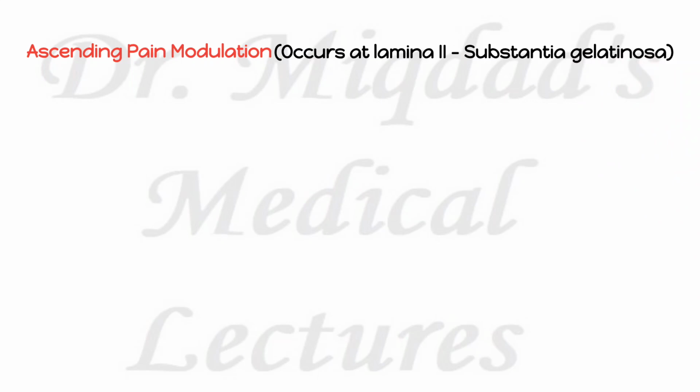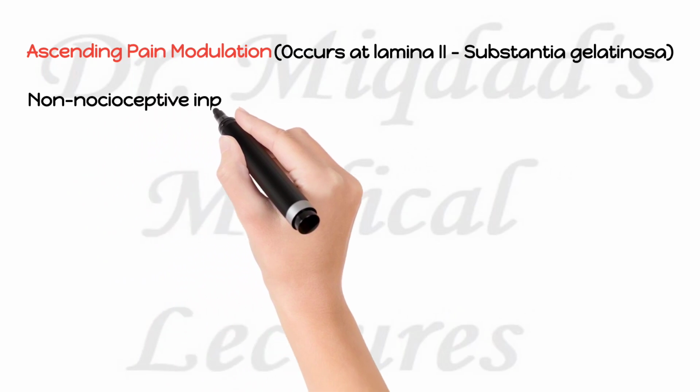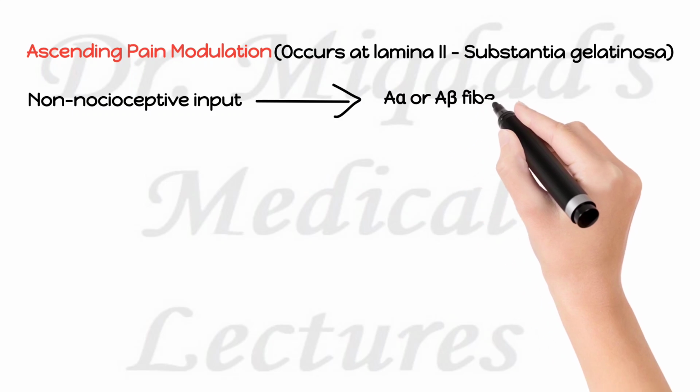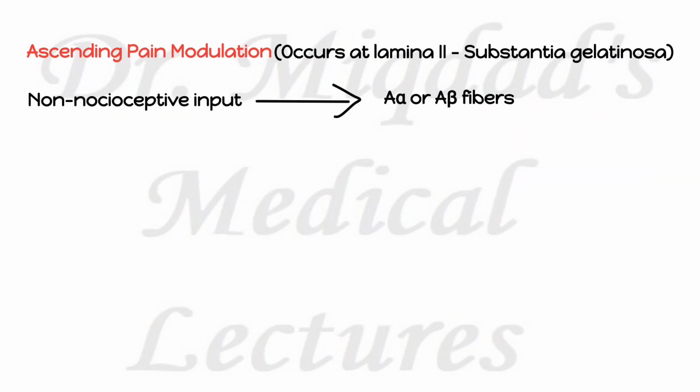This theory holds that stimulation of receptors of A alpha or A beta fibers, which are carrying non-painful stimuli, can decrease the input of nociceptive stimuli from continuing to the second order neuron, thereby closing the gate for nociceptive impulses. This mechanism occurs in the dorsal horn of the spinal cord, specifically in lamina 2, which is also known as substantia gelatinosa.